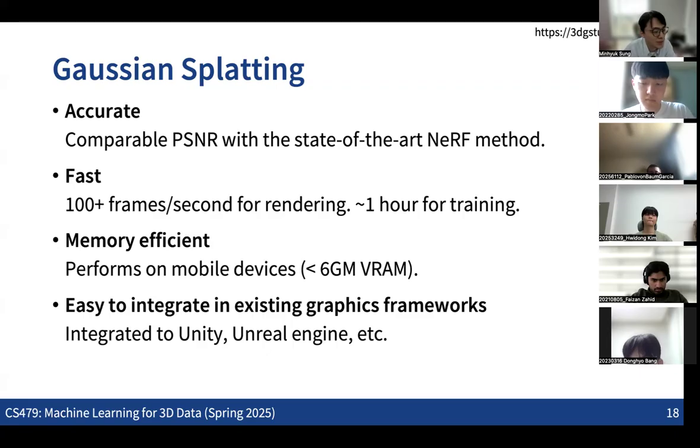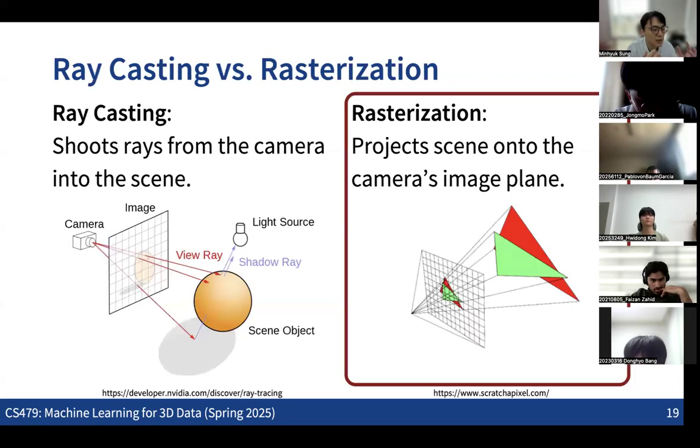Compared to that, Gaussian splatting would be a much more efficient technique, not only in terms of computation time, but also in terms of memory. It is also very good in that it can be easily integrated into some kind of graphics framework. The reason is that while we have seen techniques based on ray casting, which shoots a ray for each pixel, Gaussian splatting is based on rasterization.